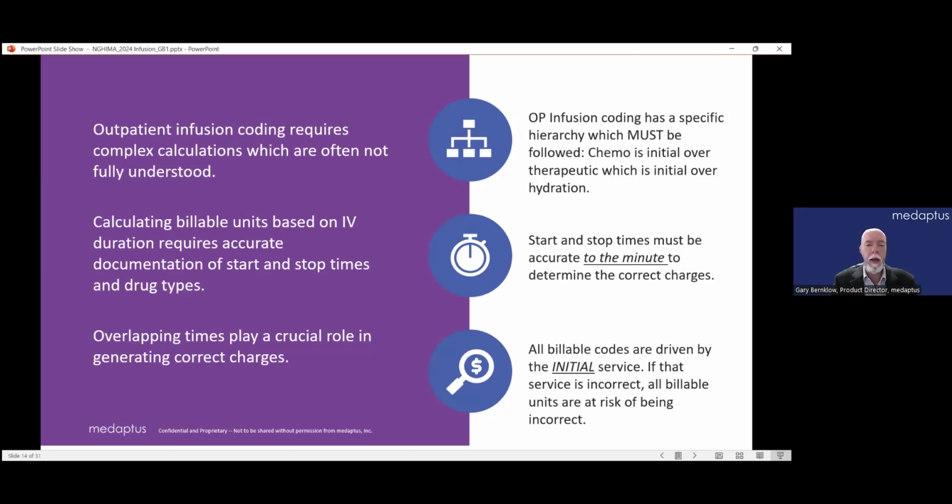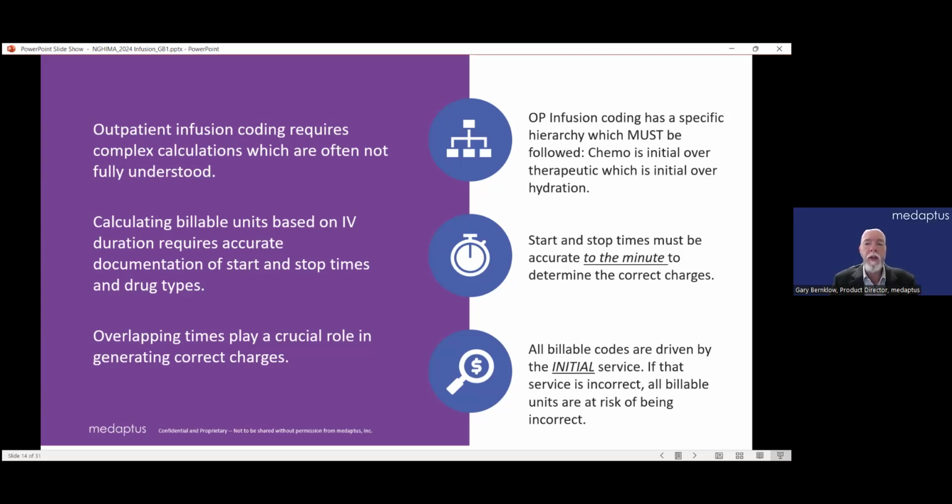We also see overlapping times playing a crucial role in generating correct charges. If you have hydration going at the same time as any other drug being infused, you can't charge it. So even if it lasts 4 hours, if it overlaps 2 hours with another drug, you can only bill 2 units instead of 4. And there's a very strict hierarchy here. If you deliver all 3 types of drugs, a chemotherapy, a therapeutic, and a hydration, which one do you select as the initial code? All the other codes for the service are derived from that initial code. So you have to make sure that you're selecting the correct one.